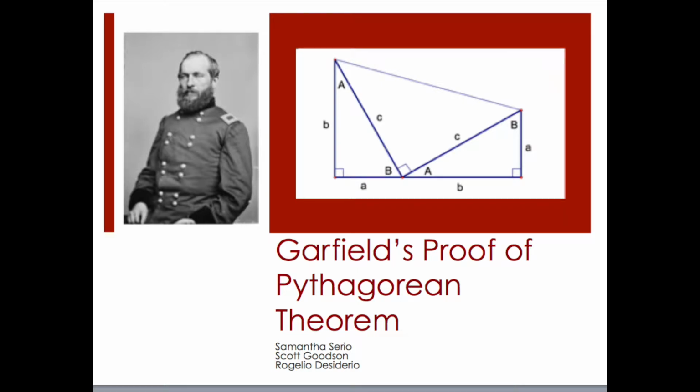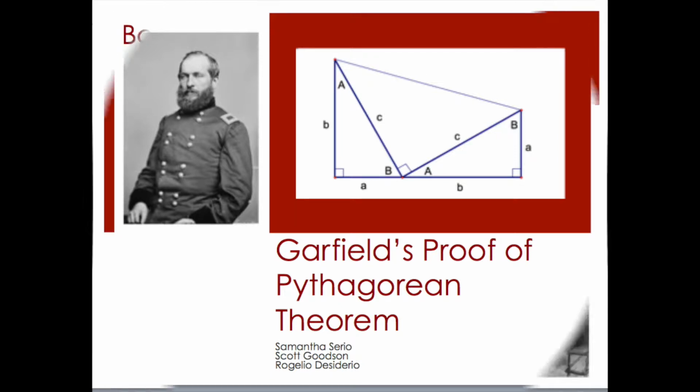Today, we're going to be looking at how President Garfield proved the Pythagorean theorem by using area of triangles and area of trapezoids, and using the fact that the angles on a line add up to 180 degrees, and all three angles of a triangle add up to 180 degrees.